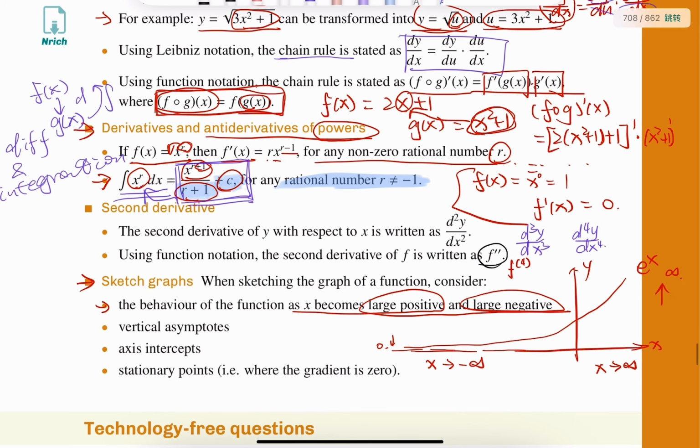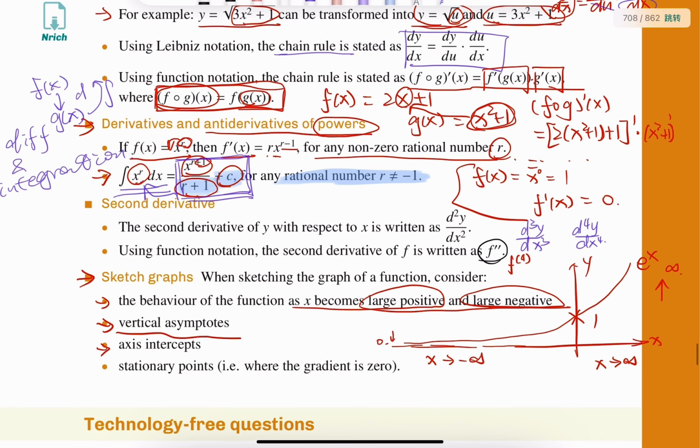And we need to consider the vertical asymptote. It's always important to consider the asymptotes and intercepts, okay? For this one, we don't have an asymptote, but we have y-axis intercept, which is just 1 for exponential. And stationary point.